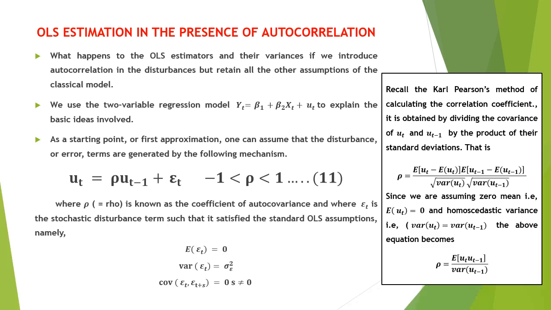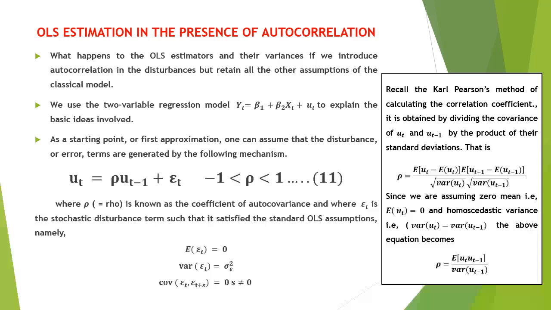The square root of the variance is the standard deviation, and the standard deviation of ut into the standard deviation of ut minus 1, when ut is equal to ut minus 1, becomes the variance. So, simply, we can write rho is equal to covariance of ut and ut minus 1 divided by variance of ut minus 1.